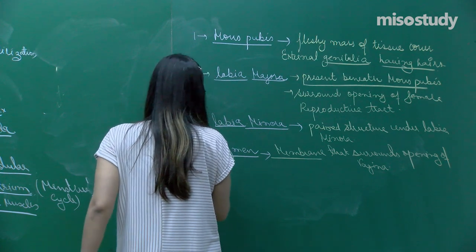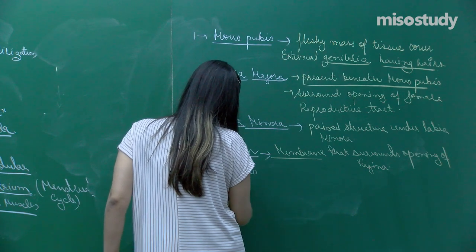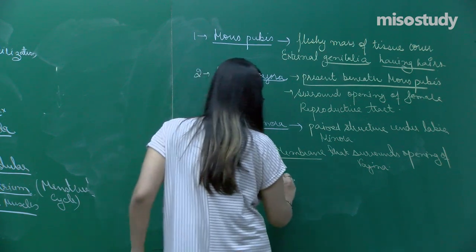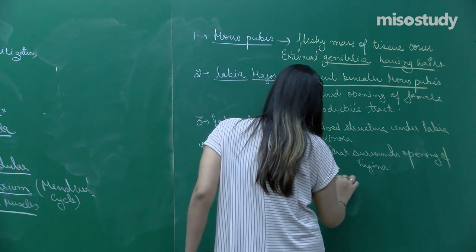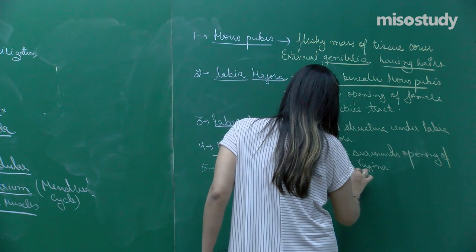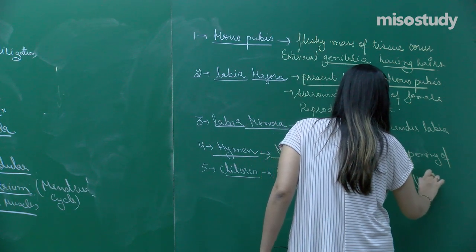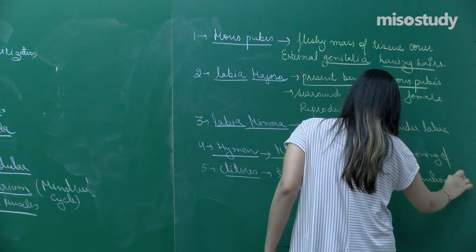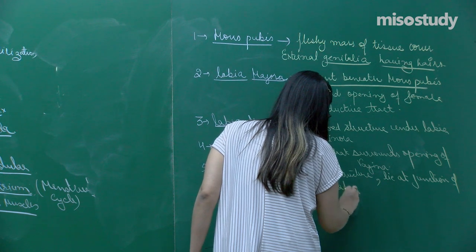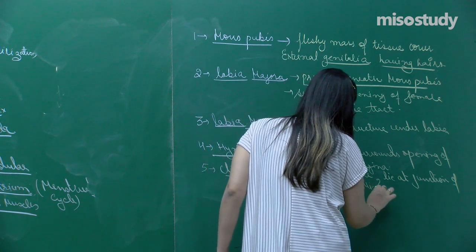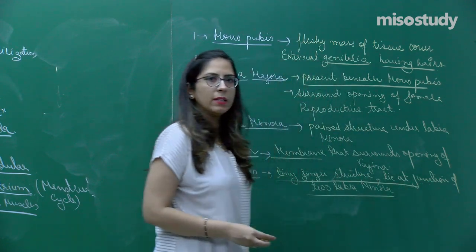After that, the last region is called the clitoris. The clitoris is a tiny finger-like structure which lies at the junction of the two labia minora. Right, now let's see.